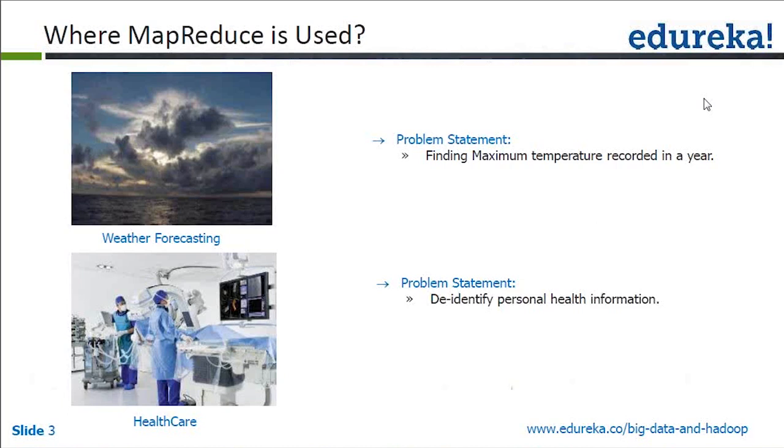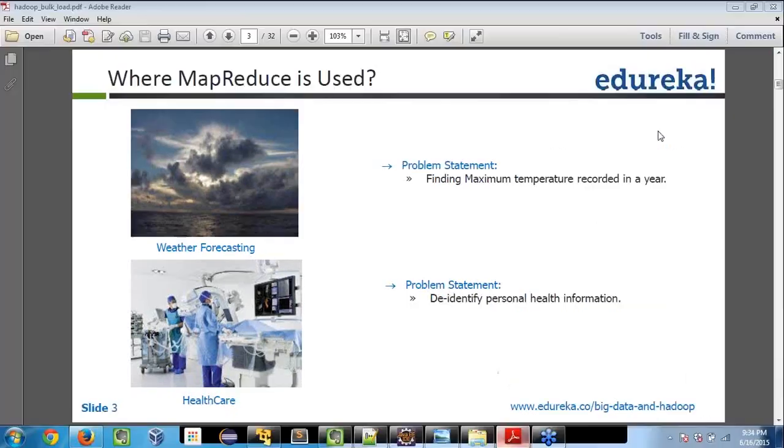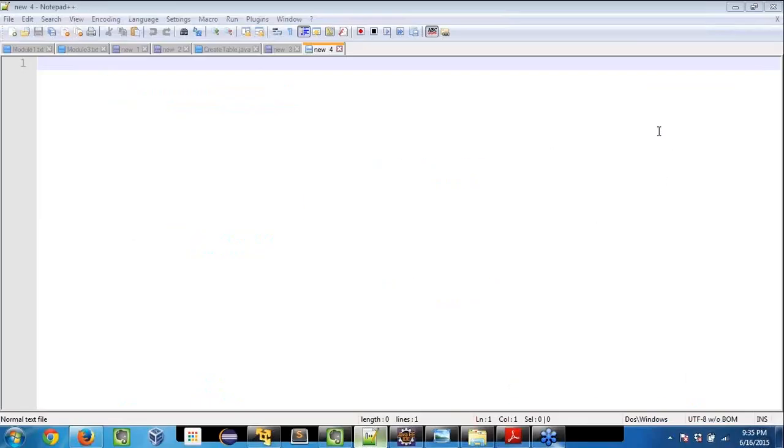MapReduce is an algorithm which is not specific to Hadoop or big data. There's no such thing as MapReduce existing only for Hadoop. MapReduce is basically a fundamental algorithm which started being used for Hadoop, and in Hadoop to a very great extent.